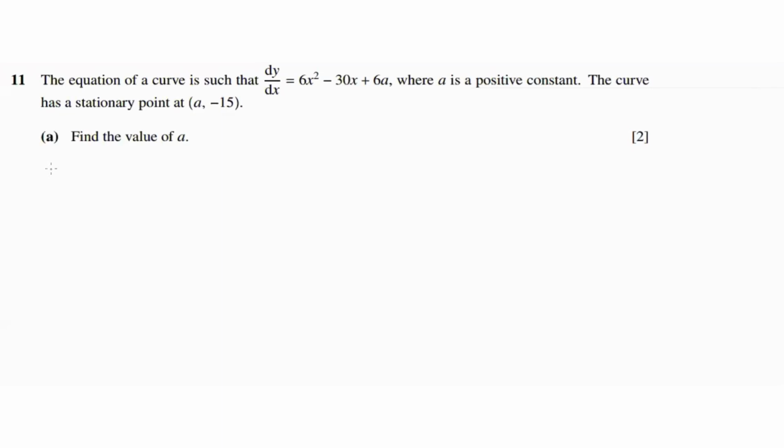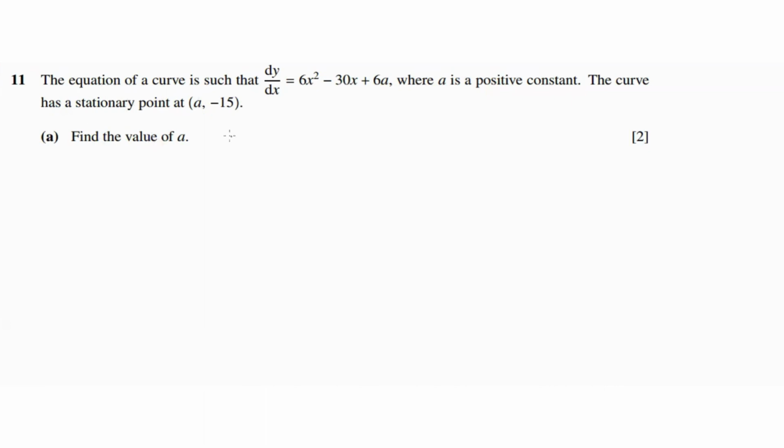In this question, it says that the equation of a curve is such that dy by dx equals 6x squared minus 30x plus 6a, where a is a positive constant. The curve has a stationary point at (4, -15). Find the value of a.